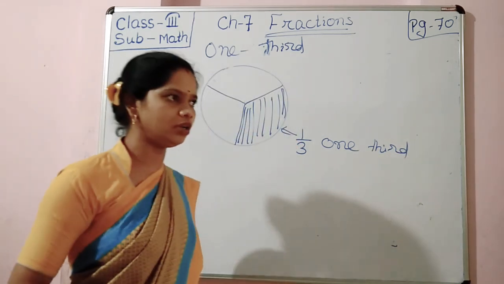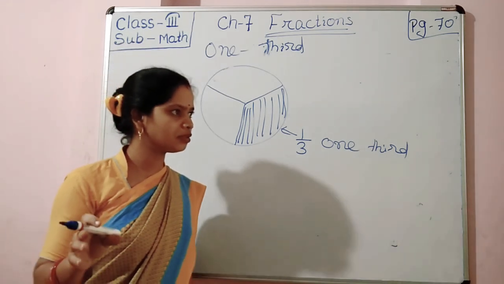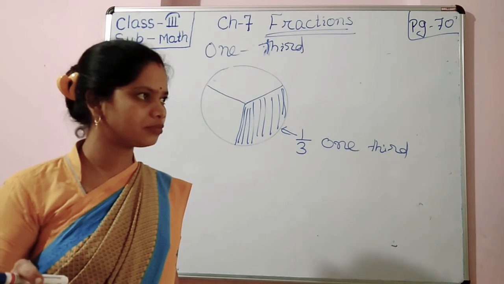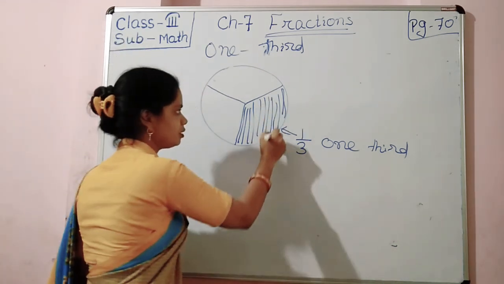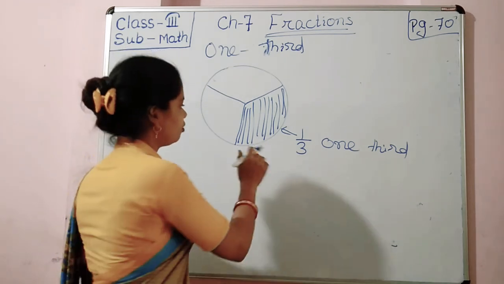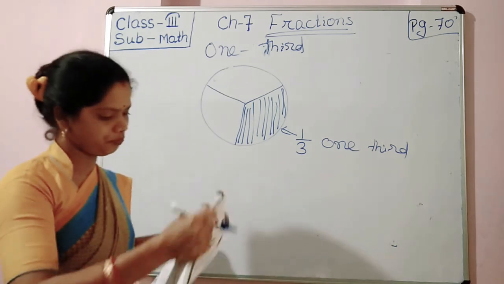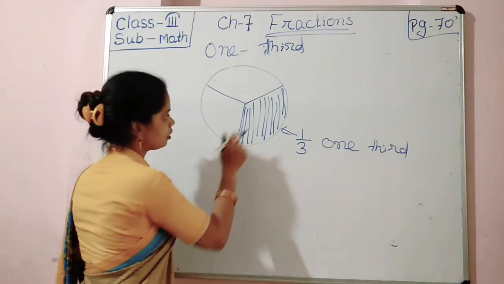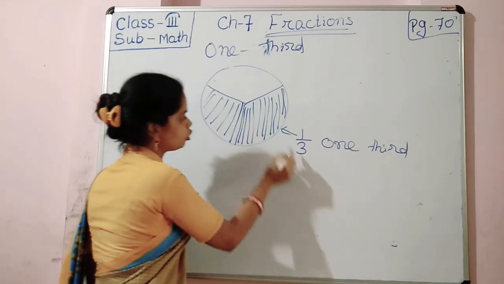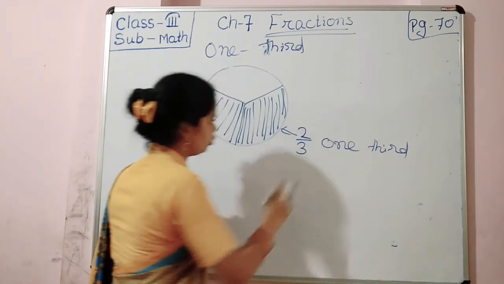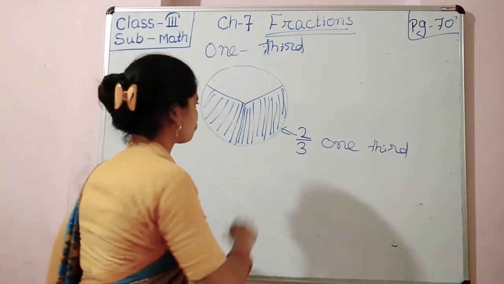First we divide the circle into equal parts. Okay, this is called the 1/3. Look, if we take this part also, then it is called the 2/3, meaning we take two parts of the circle. It is the 2/3.